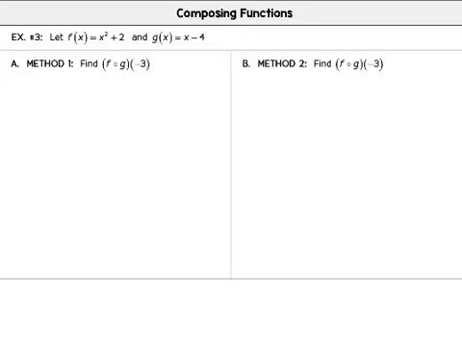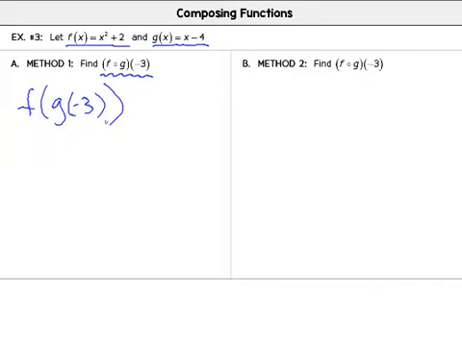Here we have a couple functions. f of x equals x squared plus 2. Our second function, g of x, is x minus 4. We're going to find f of g of negative 3. Now, there are two different ways we can approach this. And so on the left here I have what I'm calling method 1, which is that f of g of negative 3 can be thought of as f of g of negative 3.